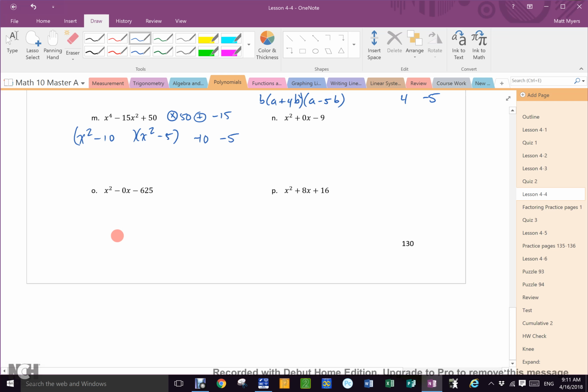All right. What's different in n? There's a 0 in the middle. But other than that, it looks the same, doesn't it? So I would need numbers that multiply to negative 9 and add to 0. Is it 1 and 9? Is it 3 and 3? How will 3 and 3 get 0? Minus 3. So it must be x plus 3, x minus 3, correct? Right?